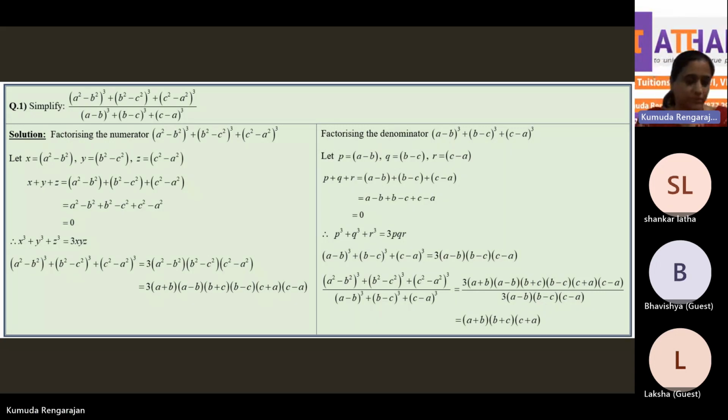This is the first one. Take your time. There's no hurry. You first go through the answer, try to understand. Then you write down in your book.